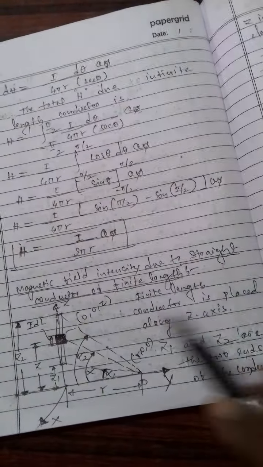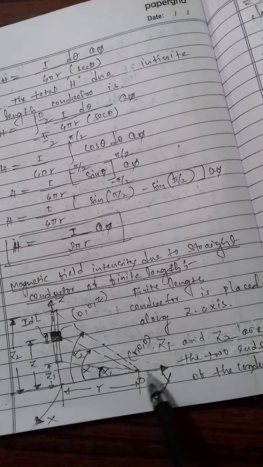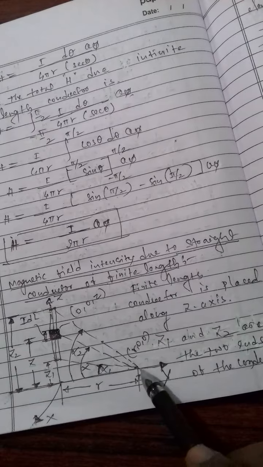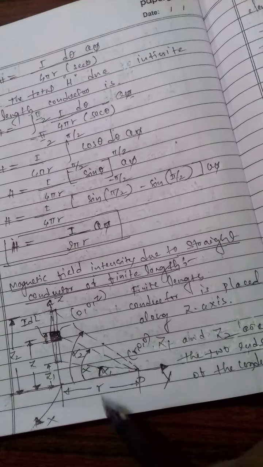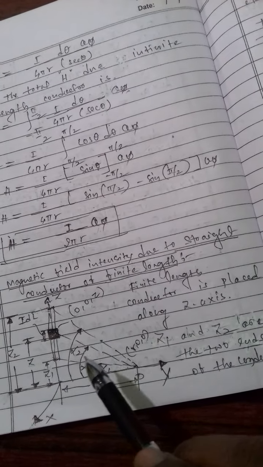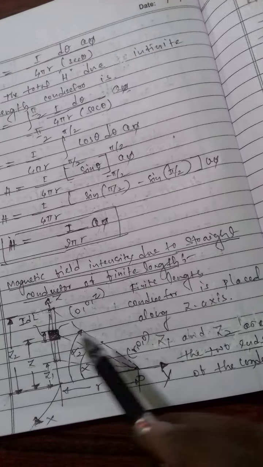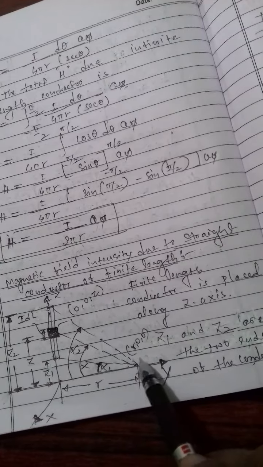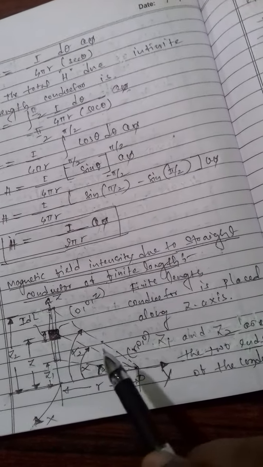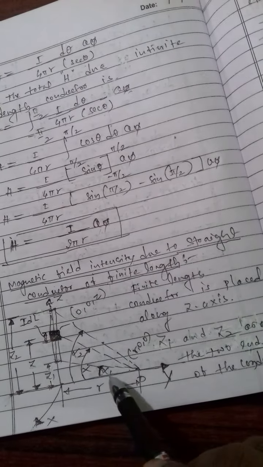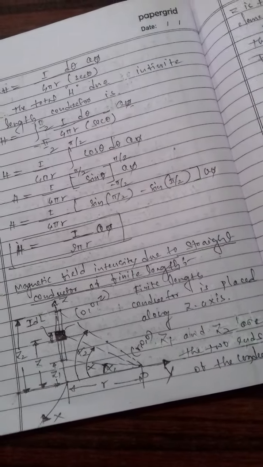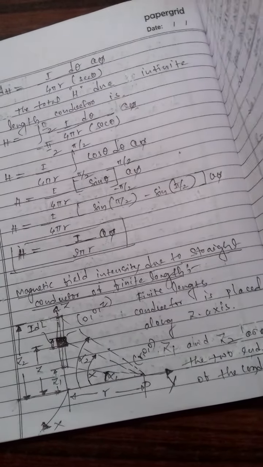Here, depending upon whether alpha 1 is below the point P, it is negative. If alpha 2 is above the point P, it is positive. If both alpha 1 and alpha 2 are above the point P, then alpha 1 is also positive and alpha 2 is also positive. Depending upon that, the values of alpha 1 and alpha 2 change.